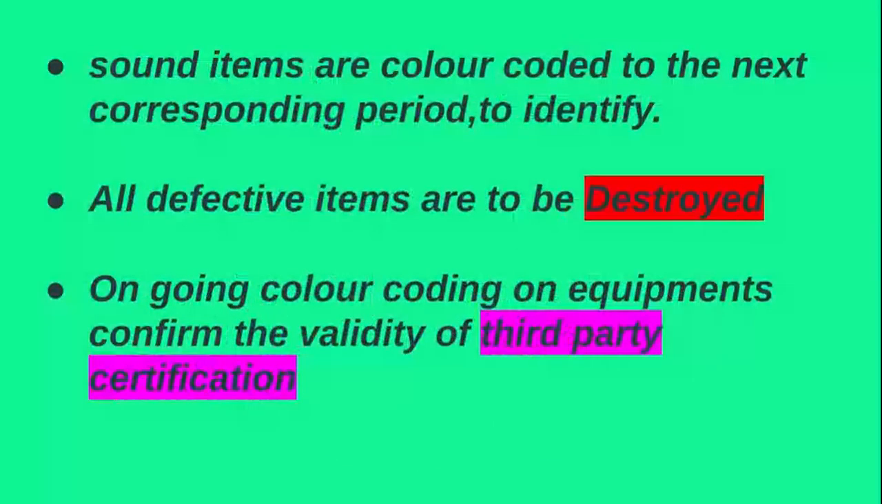Sound items are color coded for the next corresponding period to identify them. If the certification is expired, the item goes for inspection again, and they follow the current color code. So we can easily identify whether it is okay or not okay.